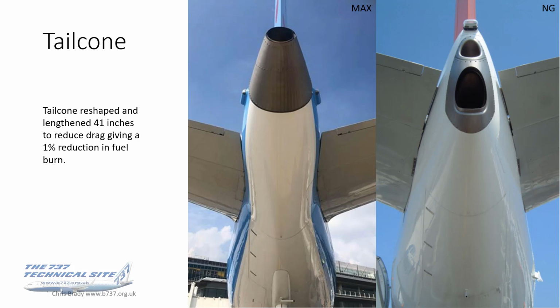So this tail cone, that's what it looks like. The picture on the left is the Max, very curvy, hourglass figure, compared to the NG and indeed all previous generations. Those curves apparently give it a 1% reduction in fuel burn. So it looks good and functional as well.